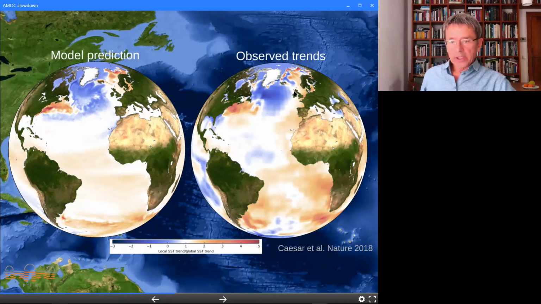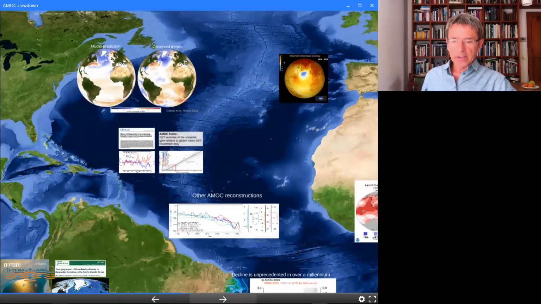And we call this a fingerprint pattern in our Nature paper from 2018. It's a fingerprint pattern for the weakening of the Atlantic overturning circulation. And we scaled this and came to the conclusion that this corresponds to about 15% weakening of the AMOC since the early 20th century, mostly actually since the middle 20th century. That's when it started to go really down.